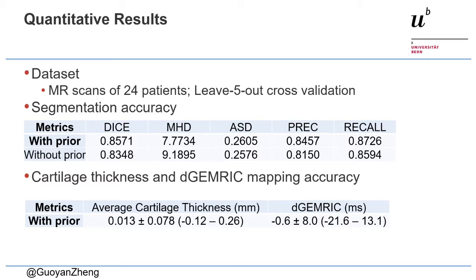We also looked at the average cartilage thickness between the automatic segmentation and the manually derived ground truth, and here we get quite good results. The average cartilage thickness difference is about 0.013 millimeter. We also looked at dynamic mapping. The mean difference is about minus 0.6 with a standard deviation of 8.0. The range for these 24 patients is minus 21.6 to 13.1 milliseconds.